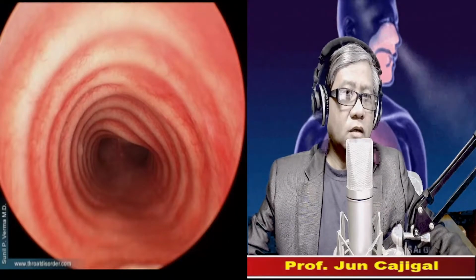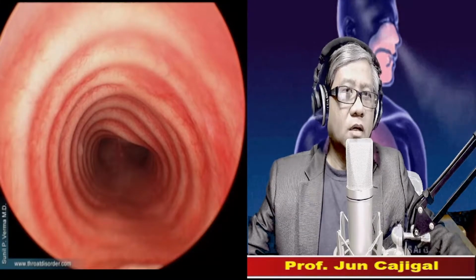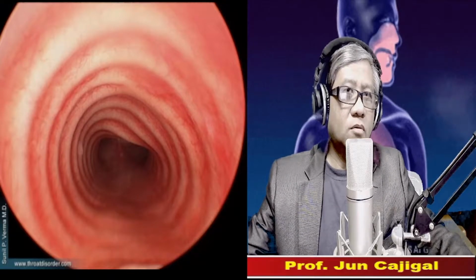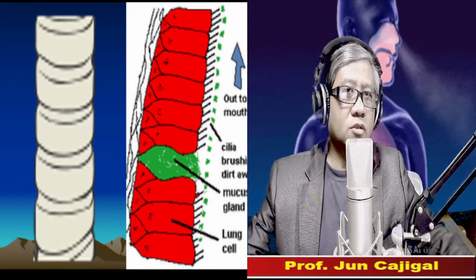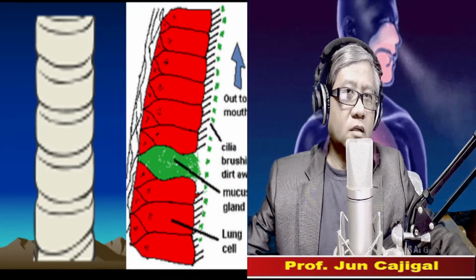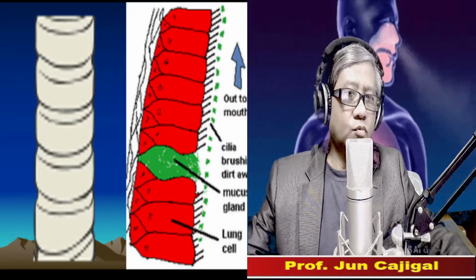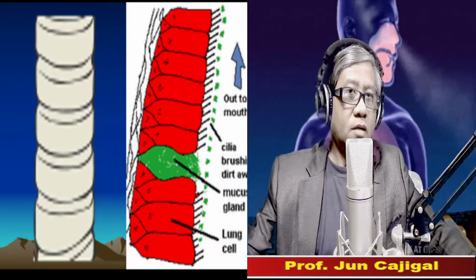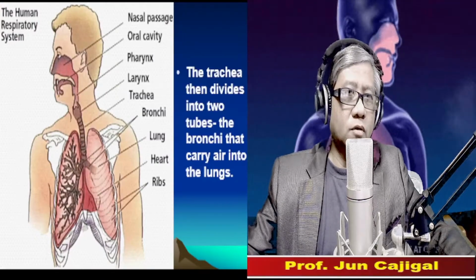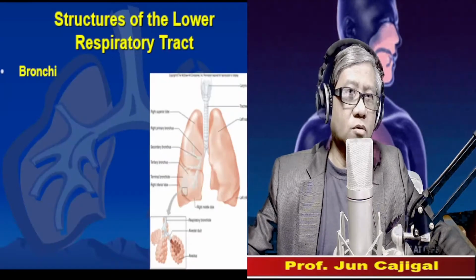Now, this mucus layer keeps allergens, dust particles, or other debris out of your lungs. And also in that mucus layer, you have small hair-like structures known as cilia. The cilia move in rhythmic fashion to push mucus out of your trachea so that you either expel it or you swallow it. Now, the base of the trachea divides into two tubes called the bronchi that carry the air into the lungs.